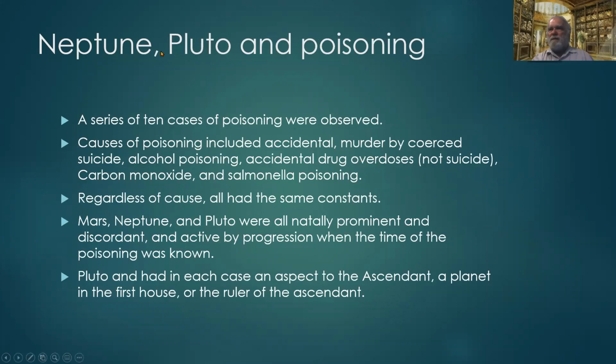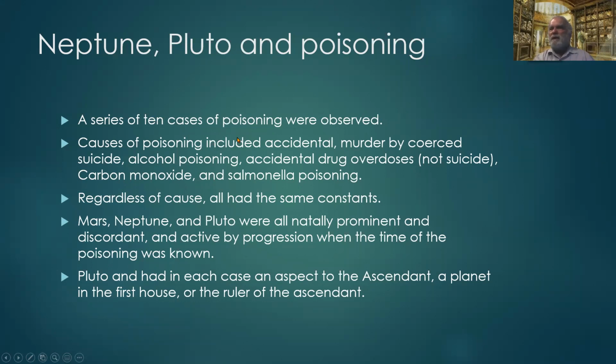Here this is poisoning. In our lessons, we have Neptune as a constant in poisoning, typically Mars and Neptune. I thought to investigate Mars and Neptune as constants and also examine Pluto to see if that could be involved in poisoning. And I got a nice mix of different causes of poisoning here, which is great for research.